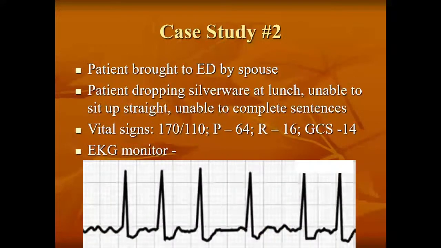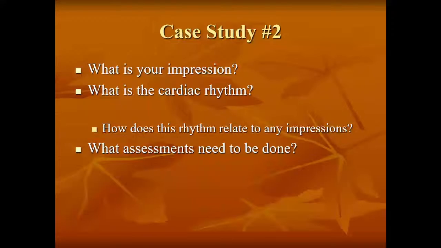This one, I like this one. This is a good one too. We see this pretty frequently. Patient comes in to the ED with spouse, was dropping silverware at lunch, unable to sit up straight, couldn't complete sentences, speech is abnormal. We get this EKG, shows an irregular rhythm here. So, AFib, right? This is especially patients that don't go to the doctor often. They'll have AFib that's been going on for months to years. And if they're not anticoagulated, it increases the risk for stroke, right?